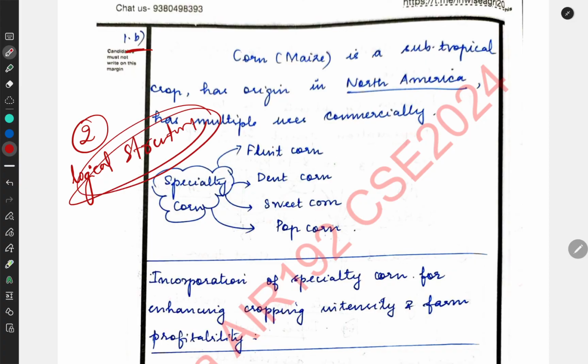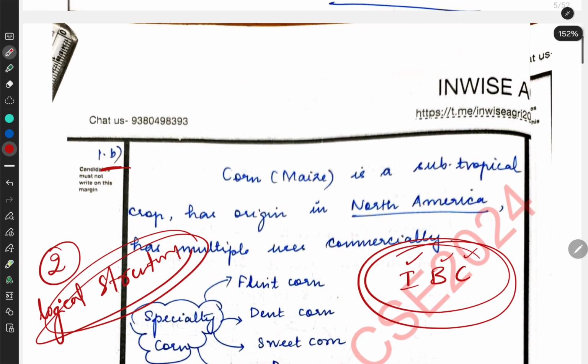What do you mean by logical structure? That is, you should have IBC. What do you mean by IBC? Introduction, body, conclusion. So the second question is about, so the question is not there here. I'll tell you the question.